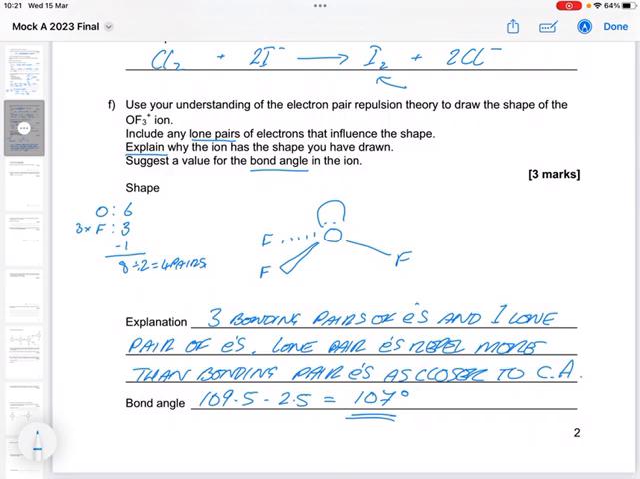So I'm just going to go back and check that I've done everything. What I do find is people underline things but don't actually check off what they've done and still miss it. So lone pairs, I've done that. Explain, I've done that. Bond angle, I have done that as well.